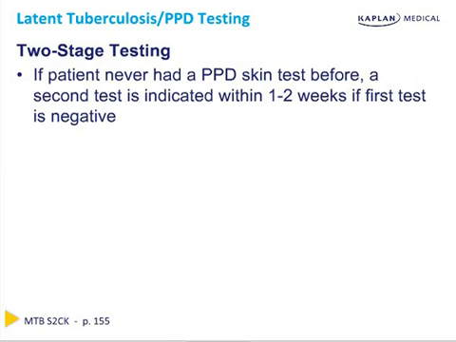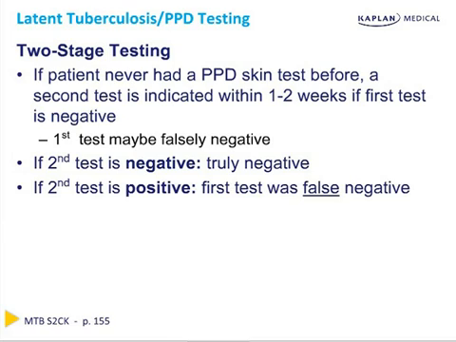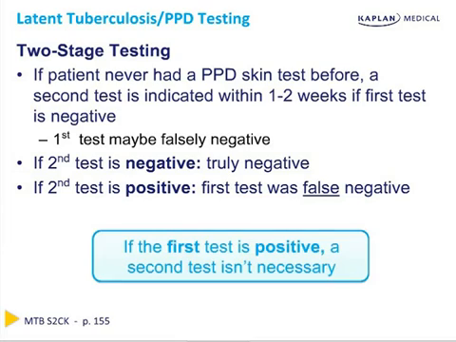The PPD itself is actually a two-stage test. If the patient has never had a PPD before, a second test is indicated within 1 to 2 weeks if the first test is negative. This is because the first test may be falsely negative. If the second test is negative, you can be certain this is a true negative. If the second test is positive, that means your first test was actually a false negative. If the first test is positive, a second test is not necessary.